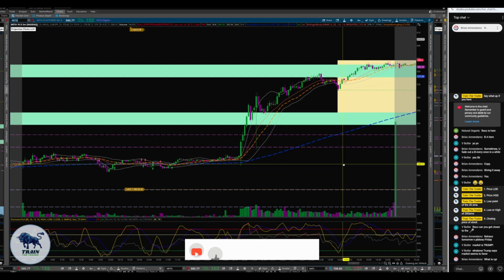CPI is the consumer price index. CPI is basically saying what consumers are paying for things, what they're buying, and how much they're buying.